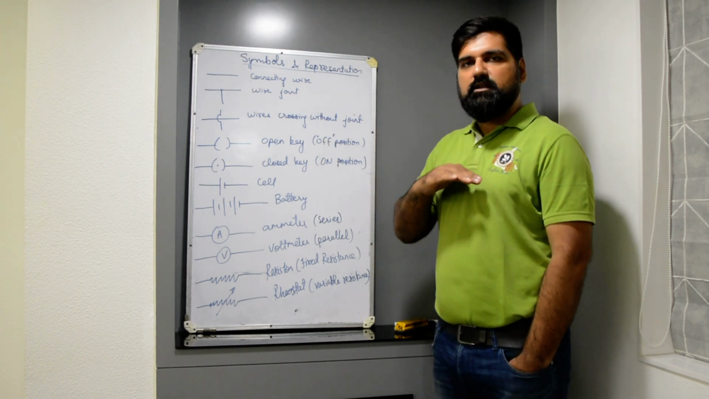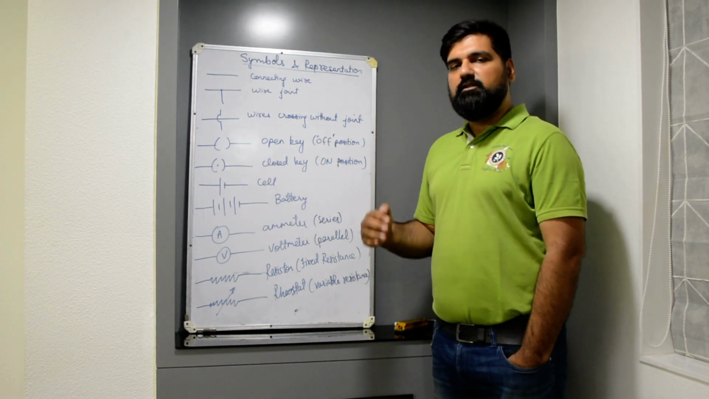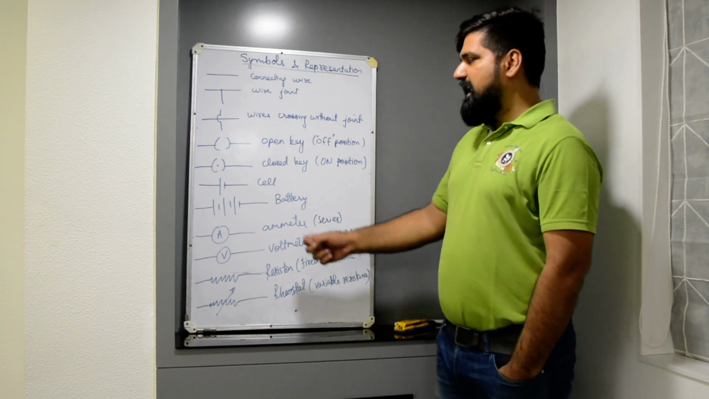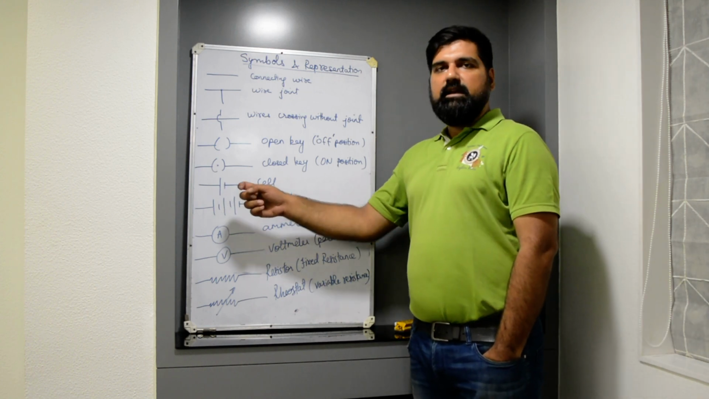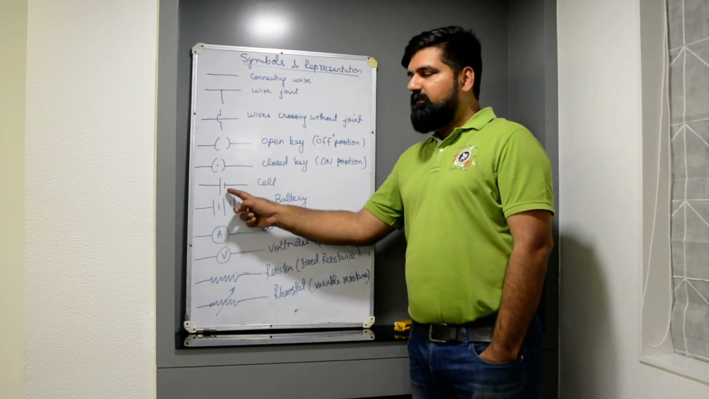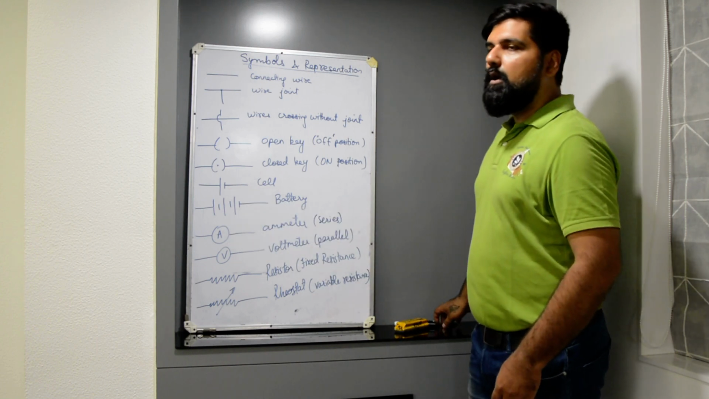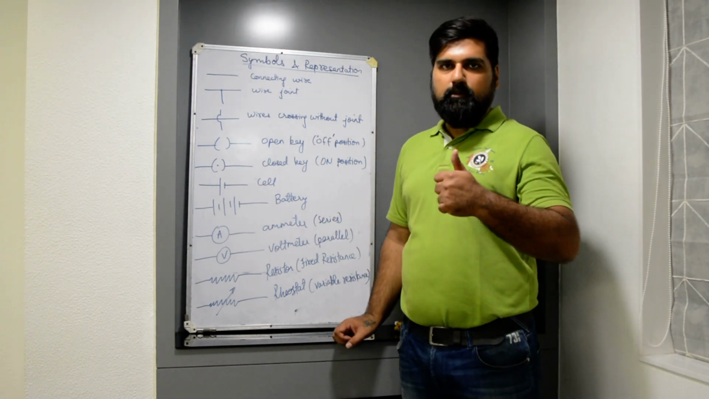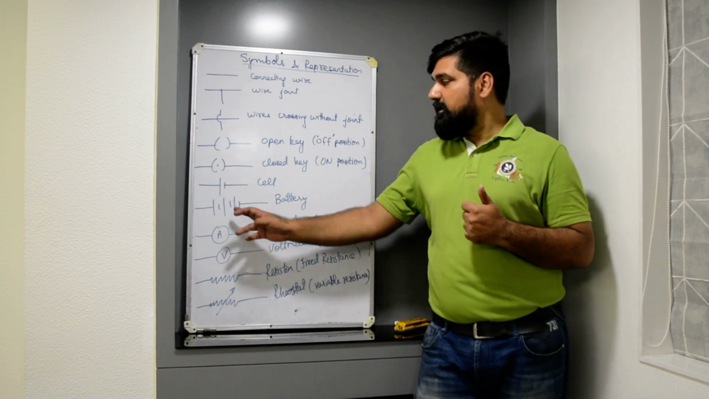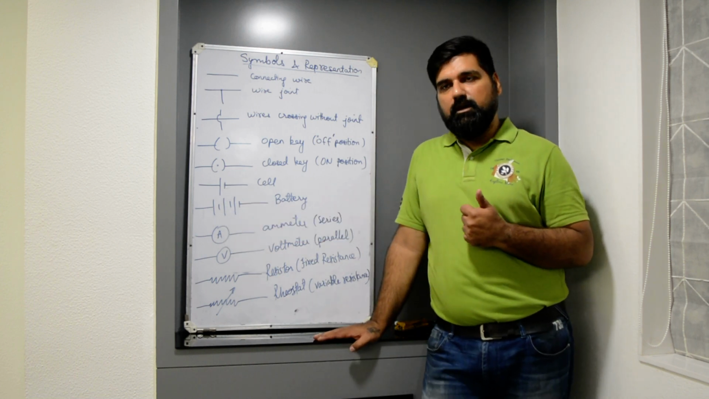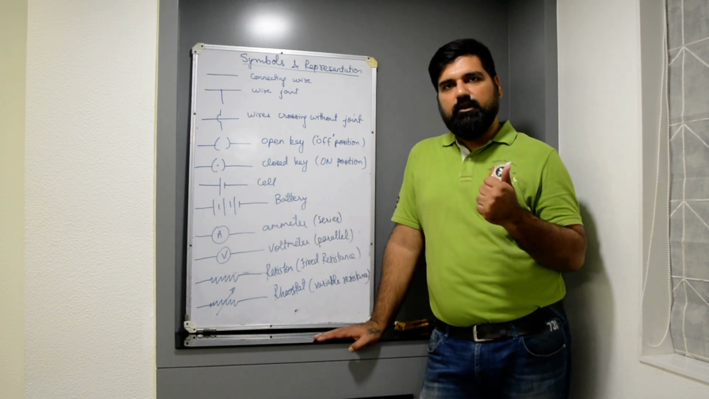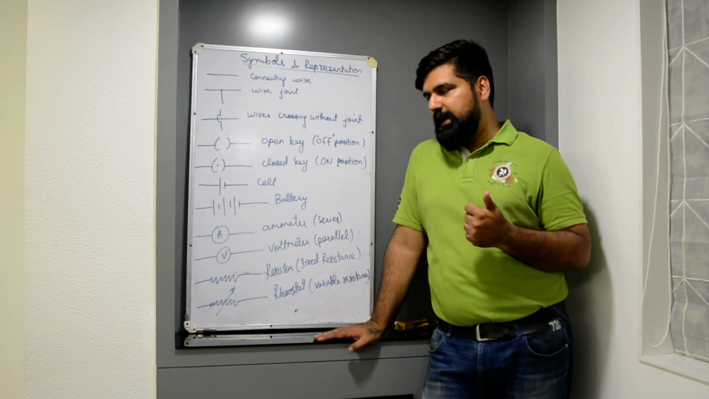Off position, current is cut off. On position, current is flowing in the circuit. Then we have cell. Cell basically have two lines. One is longer one and the other is shorter one. The longer one represents positive terminal and the shorter one represents a negative terminal. Okay, longer one positive terminal, shorter one means negative terminal.